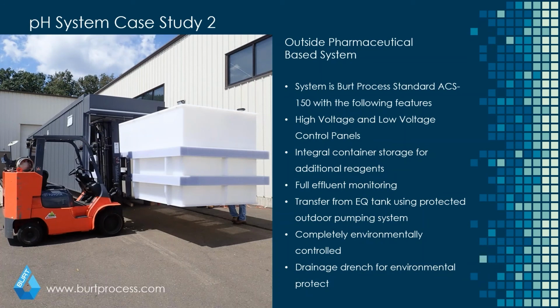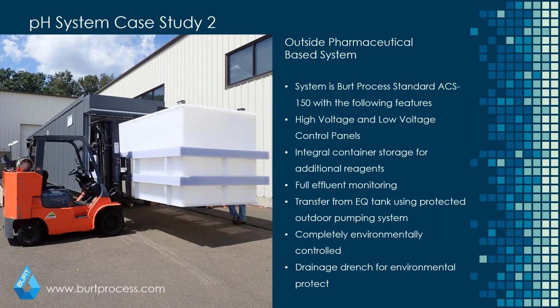So just one last example here, showing a slightly different design. Again, it's a pH neutralization system. This is for a pharmaceutical client. This is a little bit bigger system than that one. This is designed for about 150 GPM, with high voltage and low voltage panels, full effluent, environmental controls, and drainage trenches for environmental protection.